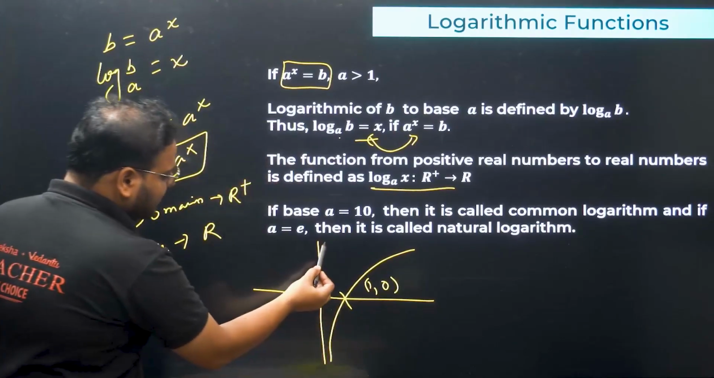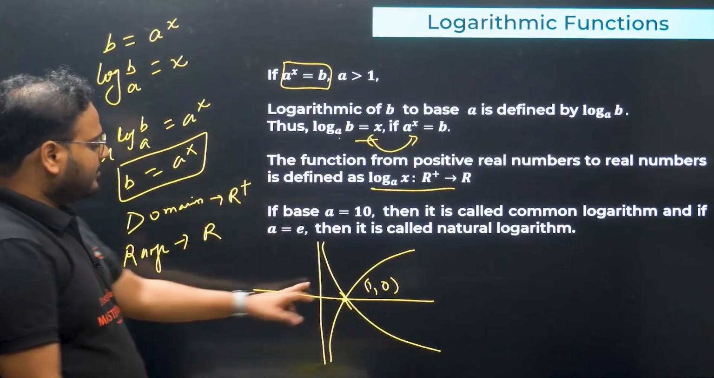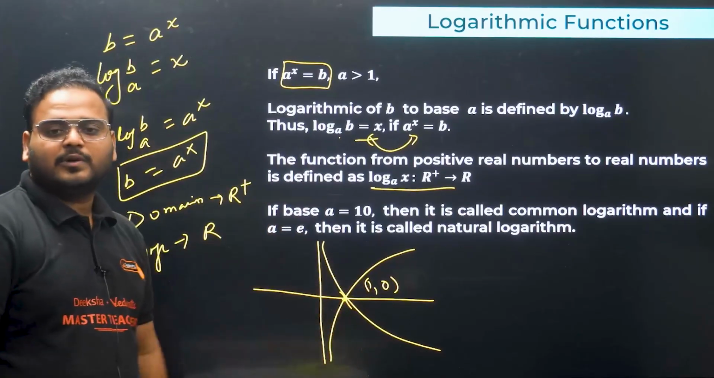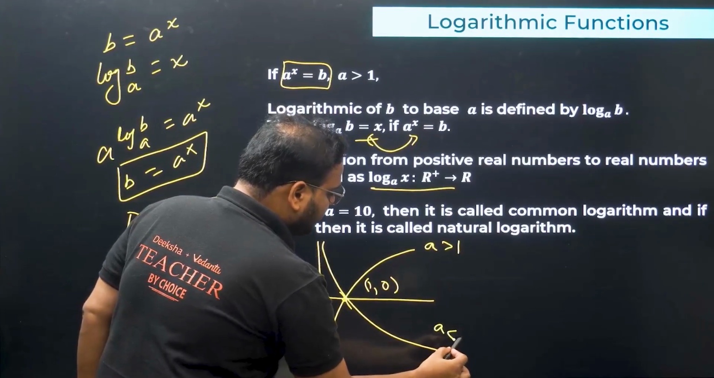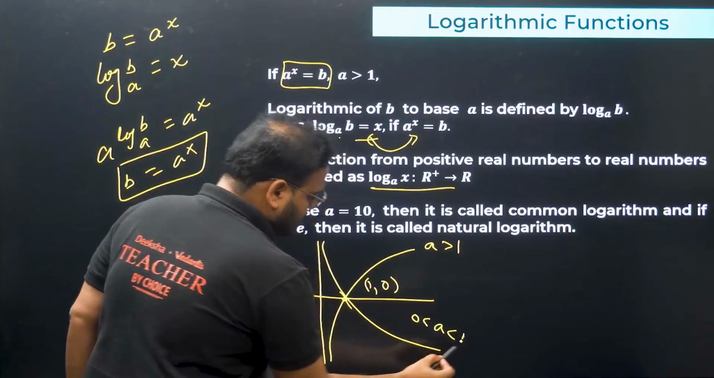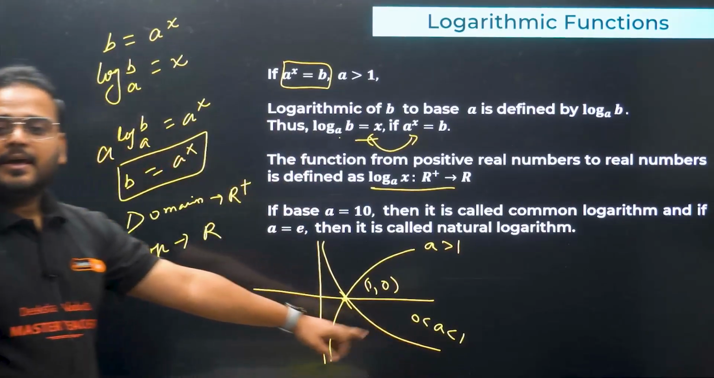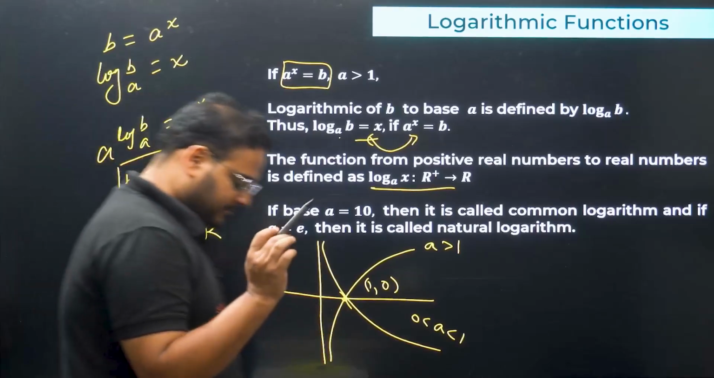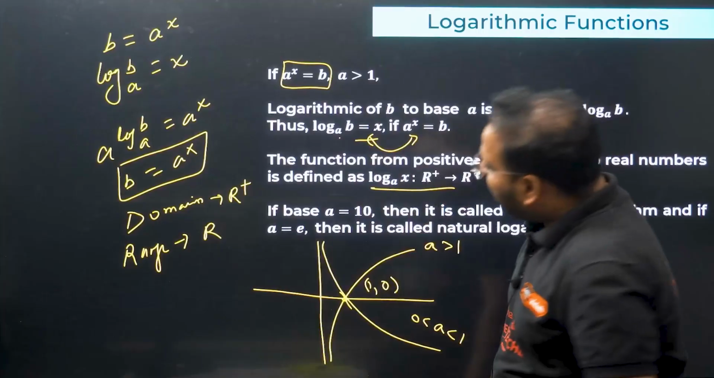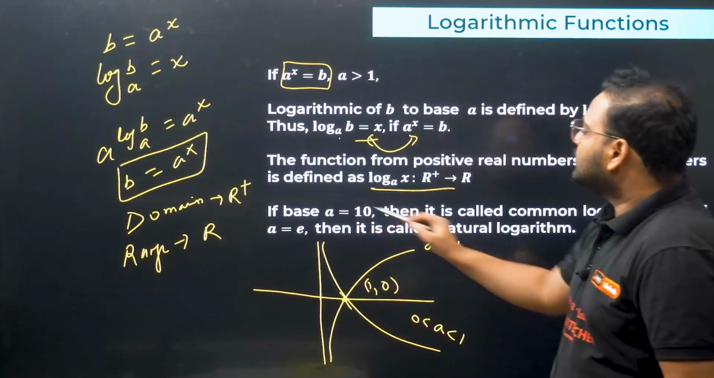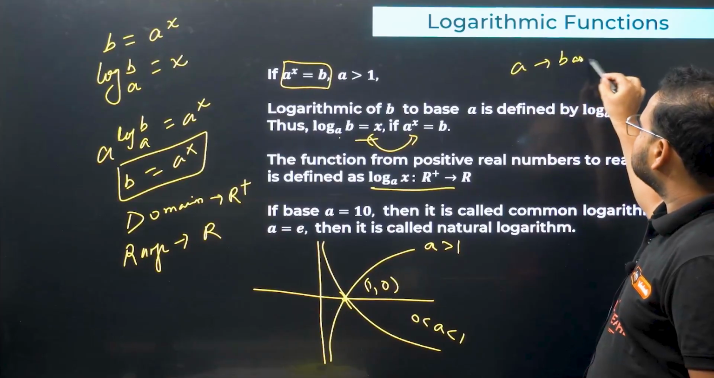We can also have this category as well, for a value between 0 and 1, and this one for a value more than 1. This is for a more than 1. This is for a between 0 and 1. What is a here? a is the base of the log. So very beautifully, a base exists in the case of the exponential function and also in the case of the logarithmic function. This a represents the base.